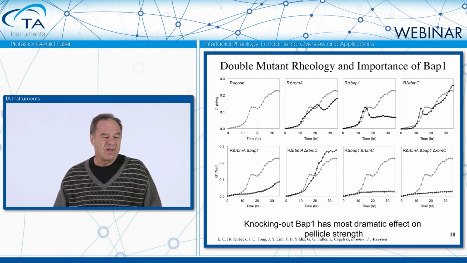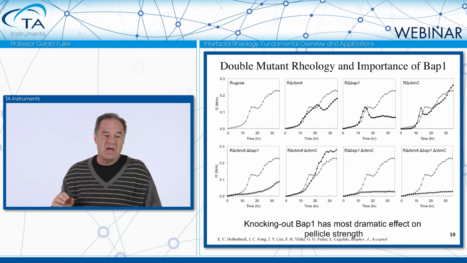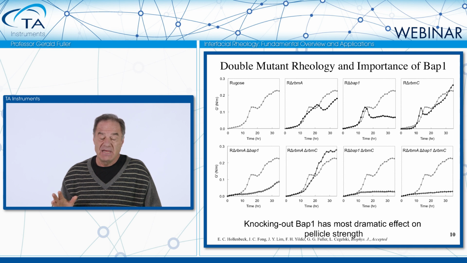So the upper left is the wild type, and then we compare that data to the dark circles where we've knocked out RBMA, one of the proteins. There certainly is a shift in the data. It takes longer, but it still grows. When you knock out BAP1 protein, it doesn't recover. You knock out RBMC, it recovers, and so forth.